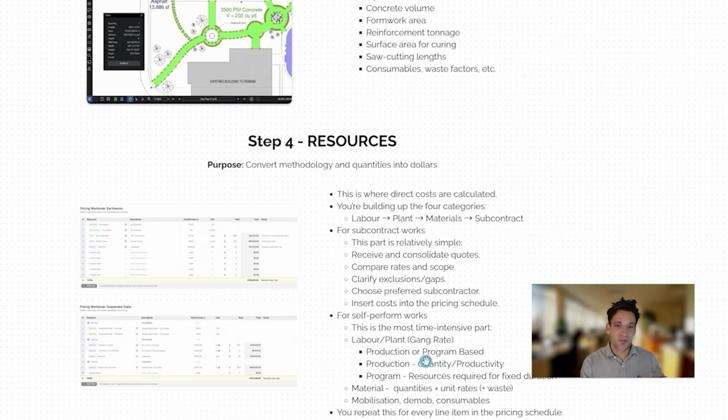Then we need to understand the production rate associated with the task. Are they going to get 50 meters a day? Or are they going to get 100 meters a day? Or is it a program-based task? A program-based task is where you have a fixed duration the task will take.